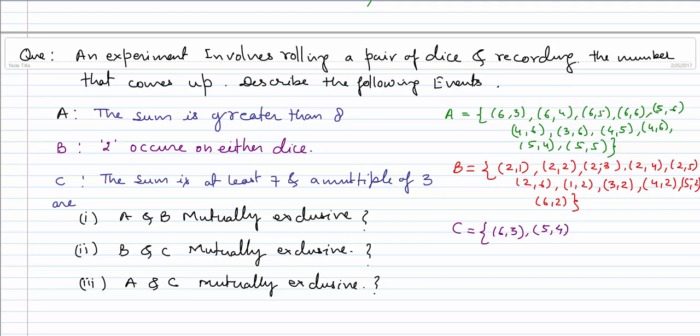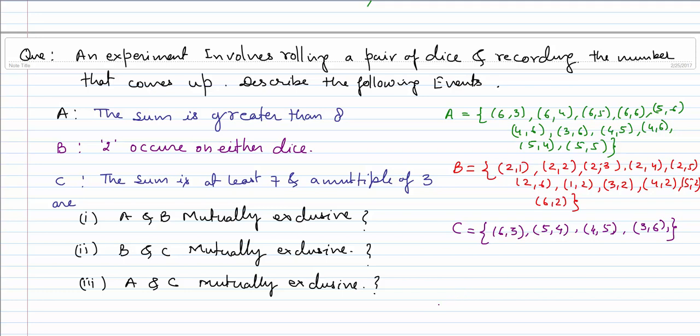What about 5 comma 4, is it divisible by 3? Can we have 5 comma 1? No. Why is it so? Since that is a number less than 7. Then we have 4 comma 5. What about 4 comma 2? No. Then we have 3 comma 6. 3 comma 3? No. You can see these are the elements inside C.